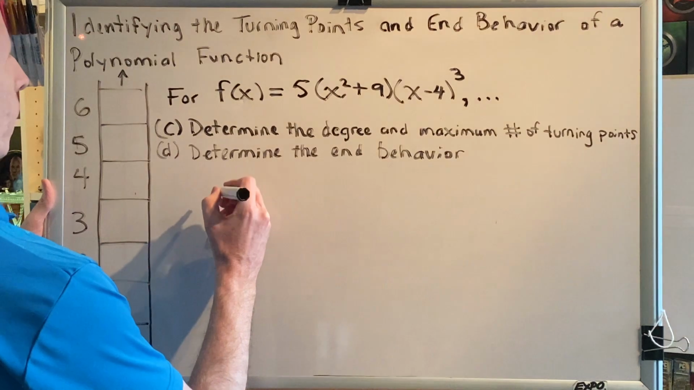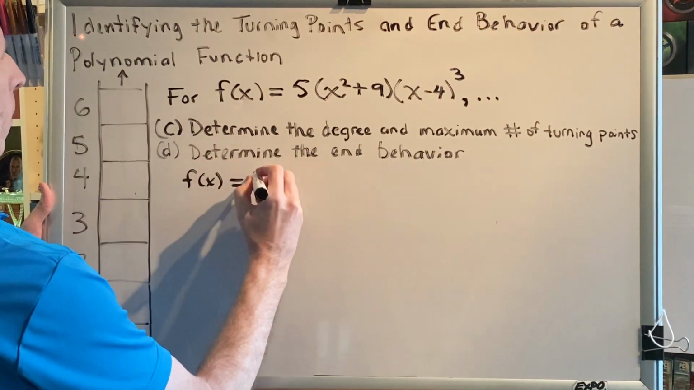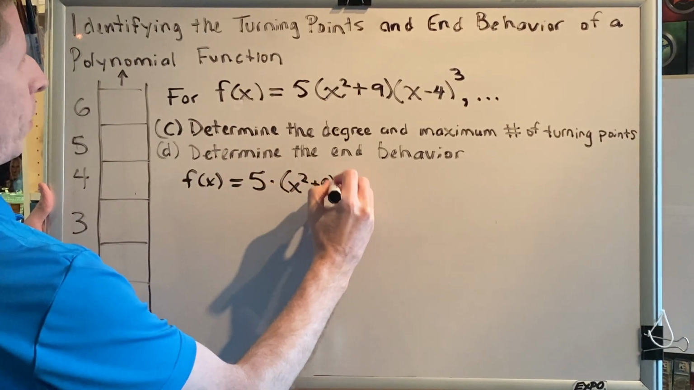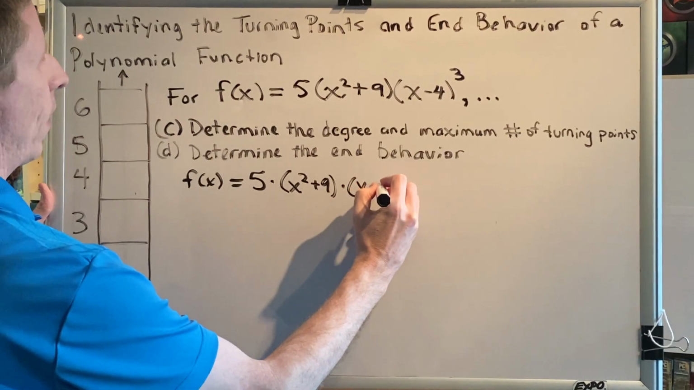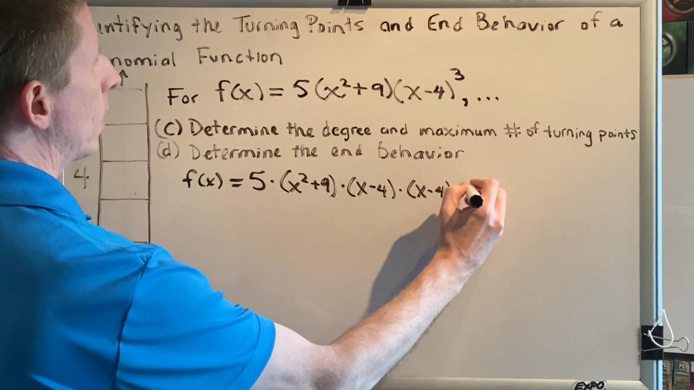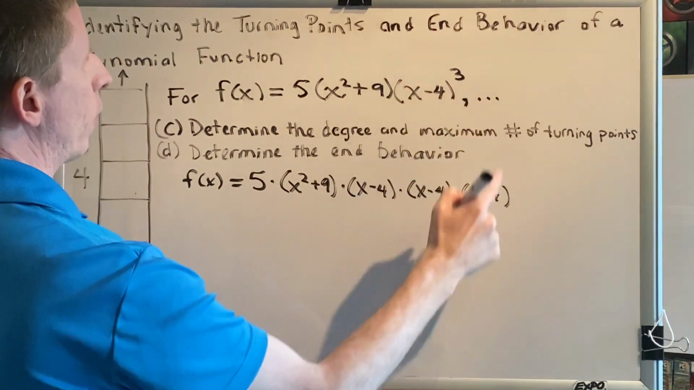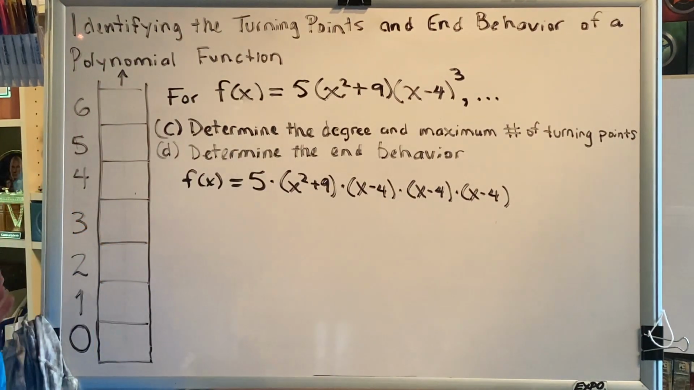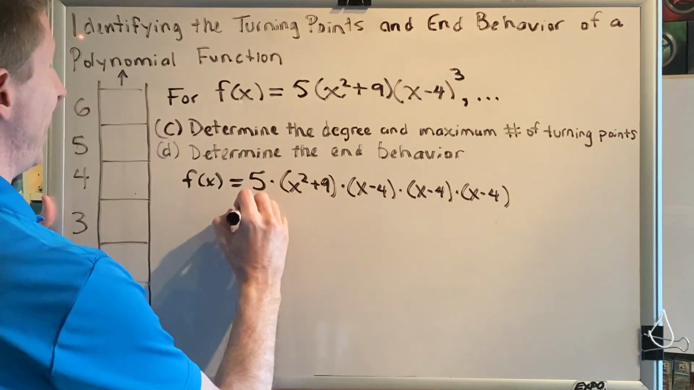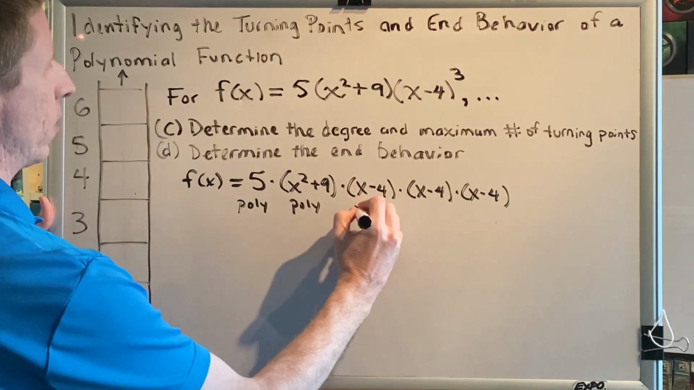Let's do that now. We're going to rewrite our function f of x in expanded factored form. So this would be 5 times the factor x squared plus 9 times the factor x minus 4 times the factor x minus 4 times the factor x minus 4. Because x minus 4 was being raised to the third power, that factor appears 3 times. Now, each one of these 5 factors is a polynomial. It meets the definition. We'll label this.